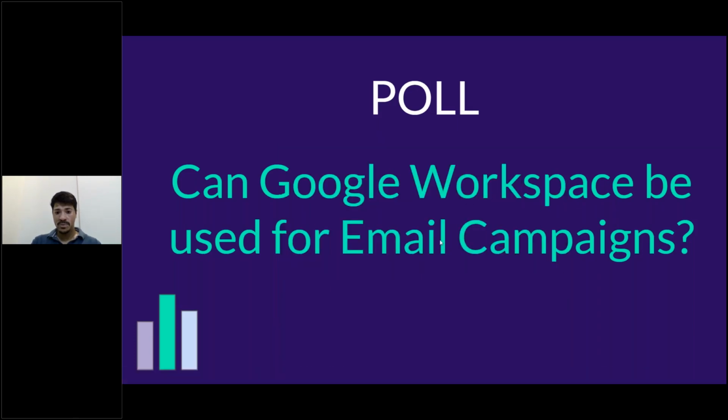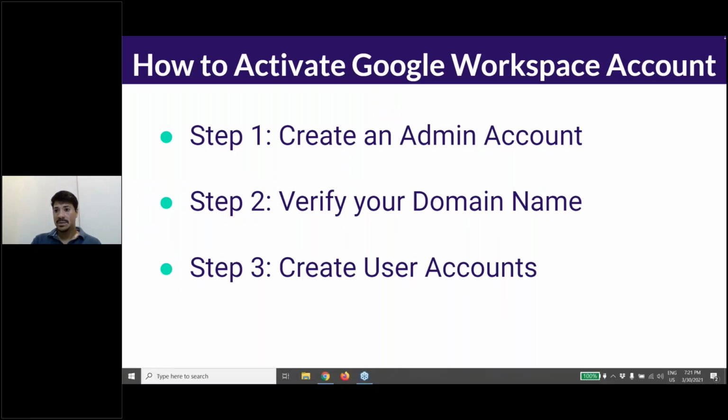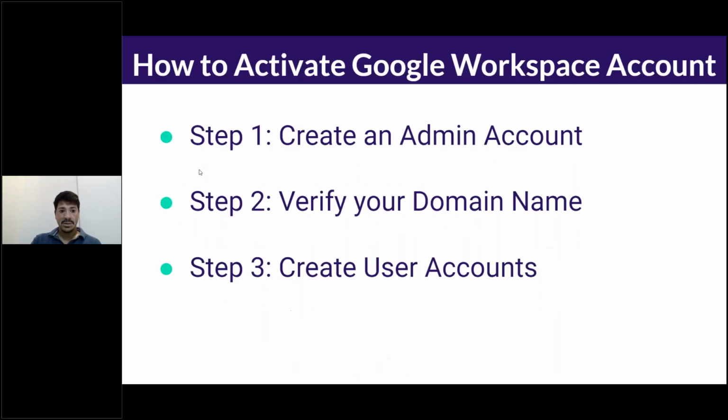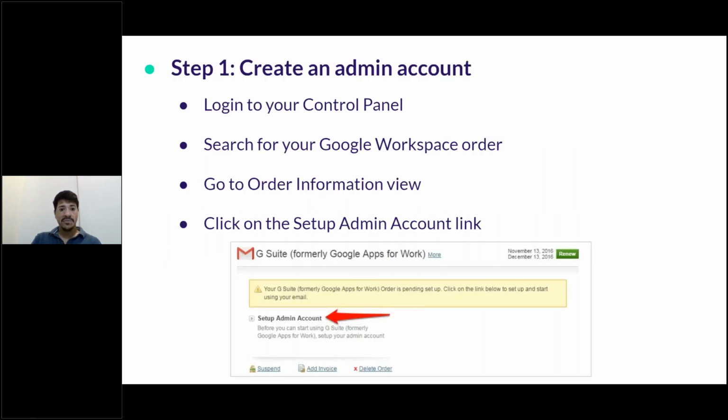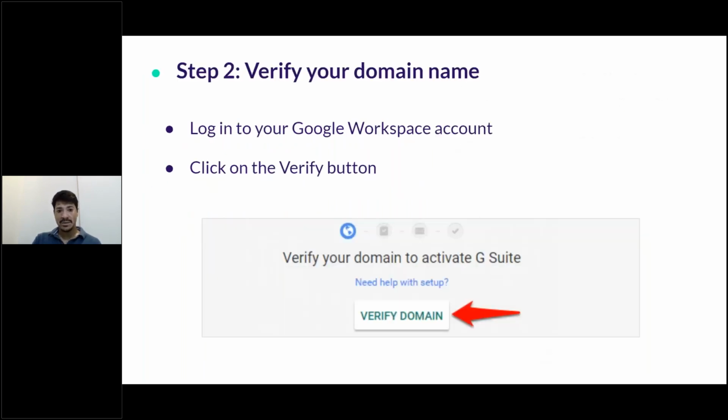All right, let's move forward. How to activate Google Workspace? 3 simple steps: create an admin account, verify your domain name, and create user accounts. Let's look at this. If you've not already created your admin account from the purchase flow on the SuperSite, you can create your admin account from the control panel under the order information page. Once you're done with that, you can fill up the form and click next to complete that.